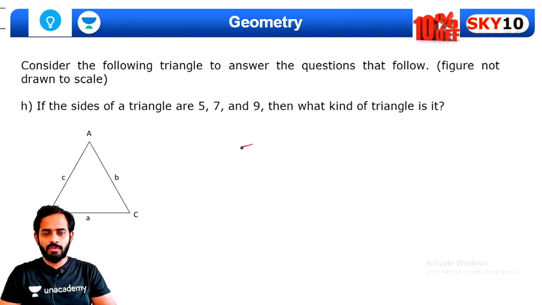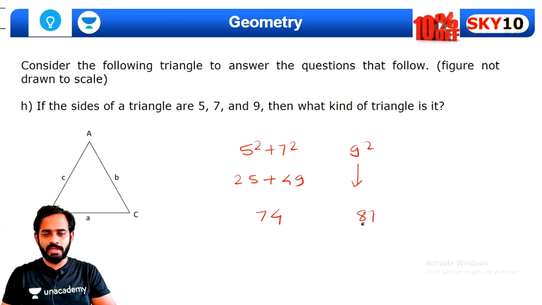Now 5 square plus 7 square and 9 square. 5 square is 25, 7 square is 49. 25 plus 49 becomes 74, and 9 square becomes 81. It means that 74 is less than 81. So a square plus b square is less than c square.